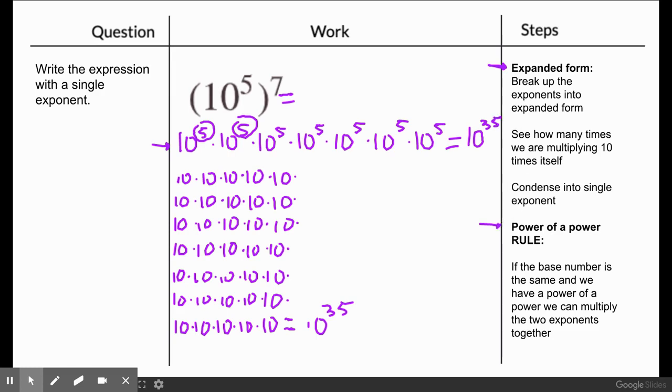Because what we can do here is we know that we're taking 10 to the power of 5, 7 times. So what we can do here is take 5 times 7, which gives us our final answer of 10 to the power of 35.